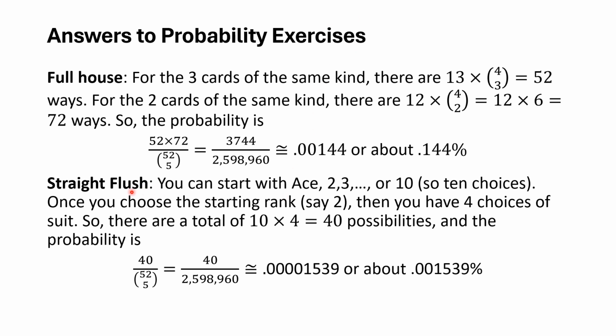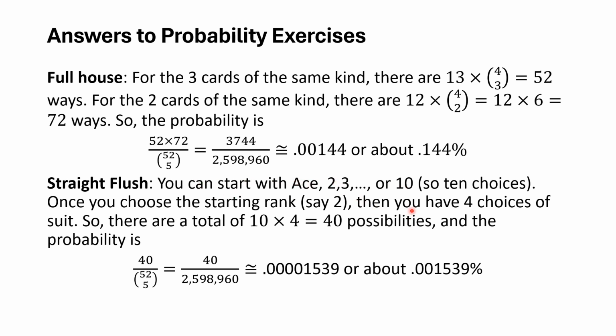So straight flush is the second problem, and we can start with an ace, a 2, a 3, and the last card we can start with is a 10. That would be 10, jack, queen, king, and then ace. And we're not allowed to do wraparound, so you can't have like king, queen, ace, 2, 3. That's not allowed in poker. So there's only 10 choices for your starting rank.